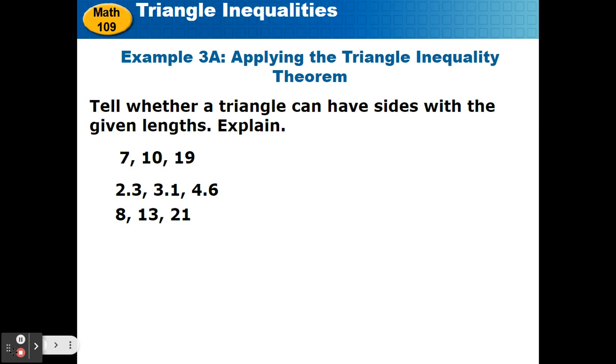Well, if I look at 7, 10, and 19, right away, if I had 7 plus 10, that's only 17. So that is not larger than 19, so that's a no for this one. For my second one, 2.3 plus 3 and 1/10 is going to be 5 and 4/10. Well, that's bigger than 4.6. And then obviously adding 2 and 3/10 plus 4 and 6/10 is going to give me something larger than 3.1. And 3 and 1/10 plus 4 and 6/10 is much larger than 2 and 3/10. So the second one works.